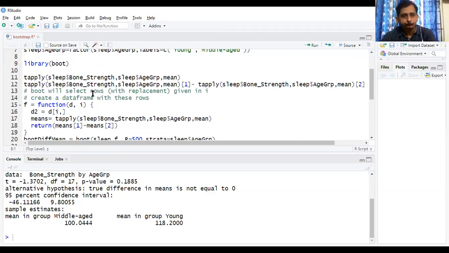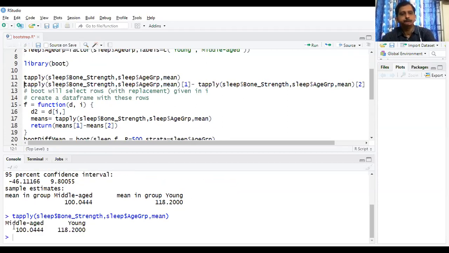Now, first we have to use the function tapply. Tapply gives the means, a summary statistic in the form of a table. It calculates the mean across these groups. This is the continuous variable, this is the factor variable.